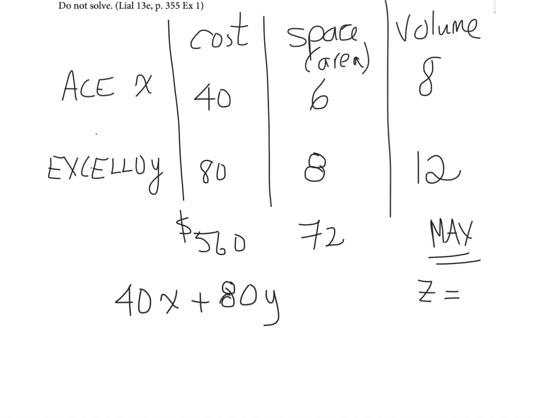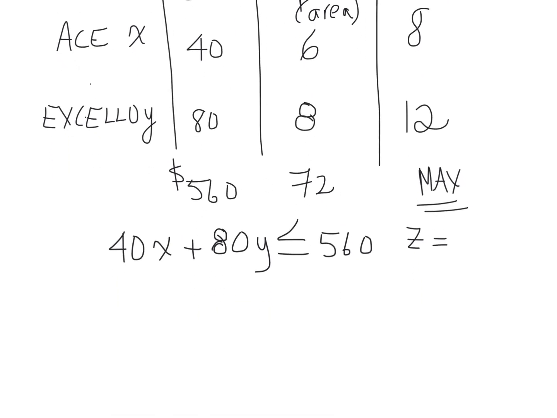So 40 times each ACE filing cabinet plus 80 times each Excello filing cabinet has to be less than or equal to $560. That's all the office manager says we have to spend. Okay? If we're looking at the space or the area, 6 square feet for the ACE filing cabinet and 8 square feet for the Excello, so plus 8y, has to be less than or equal to 72 square feet. That's all we have in the office, right? We have to be able to walk around and so on and so forth.